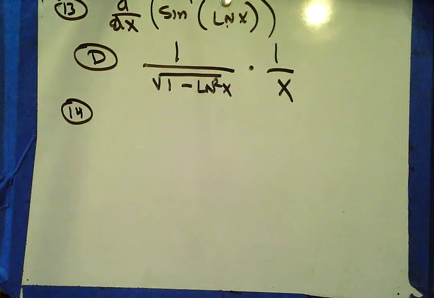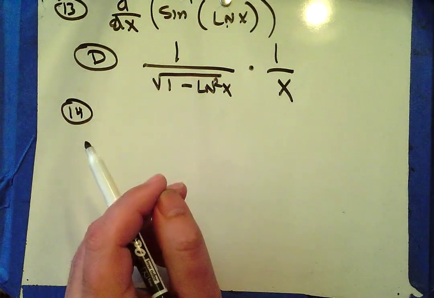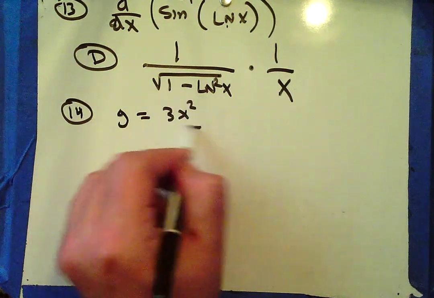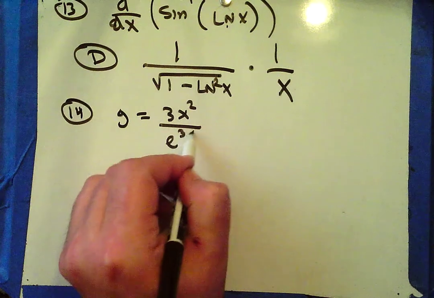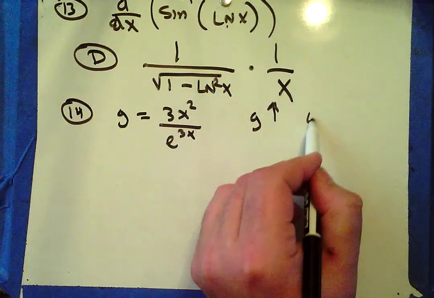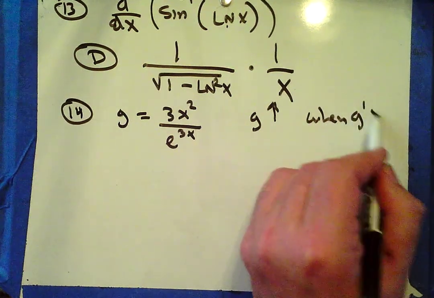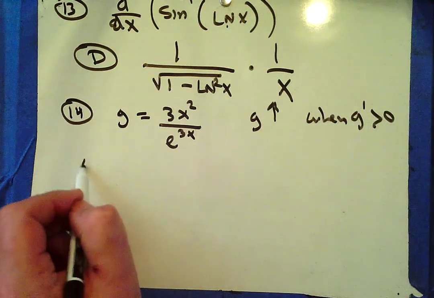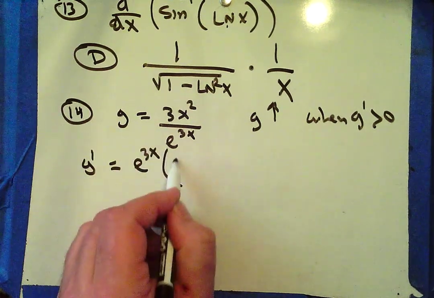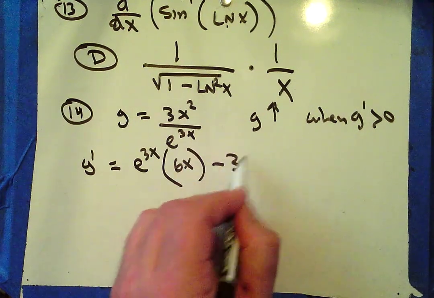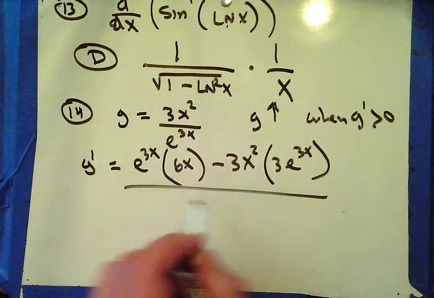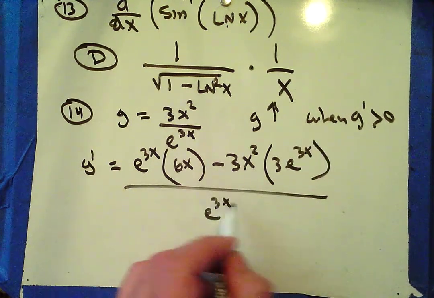14. You should be working on that integration and differentiation packet. G is given by 3x squared over e to the 3x. Where is G increasing? G is increasing when G prime is greater than 0. So let's find G prime with the quotient rule: low d high minus high d low over low squared.